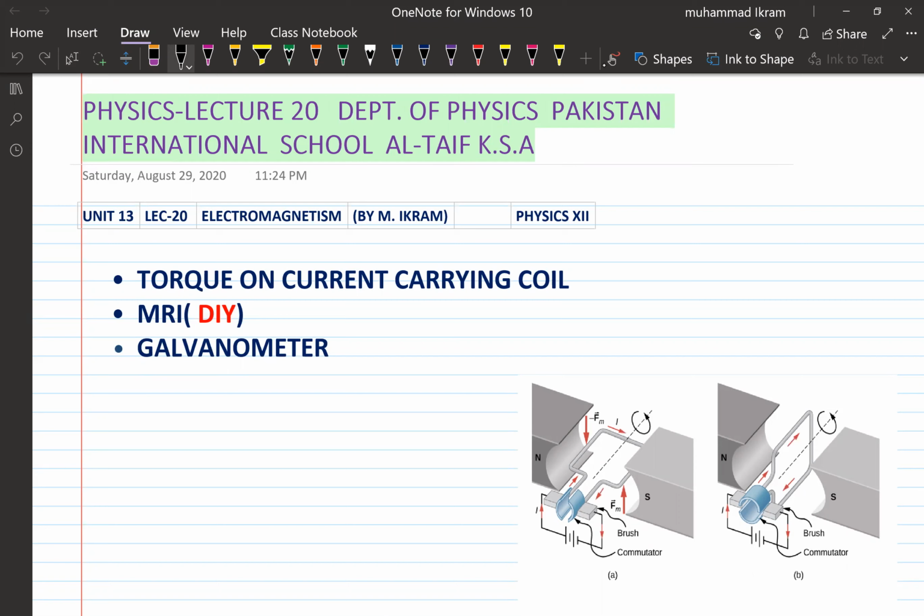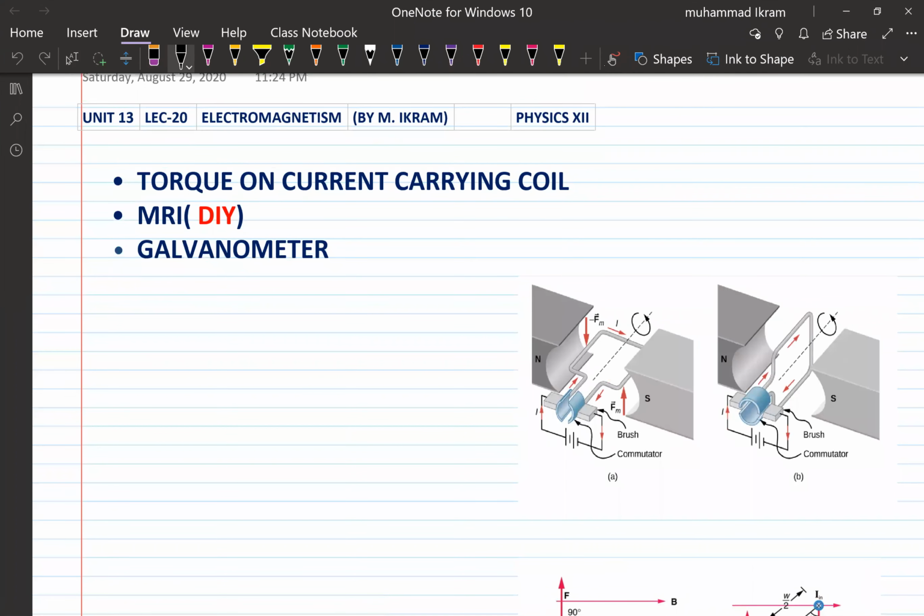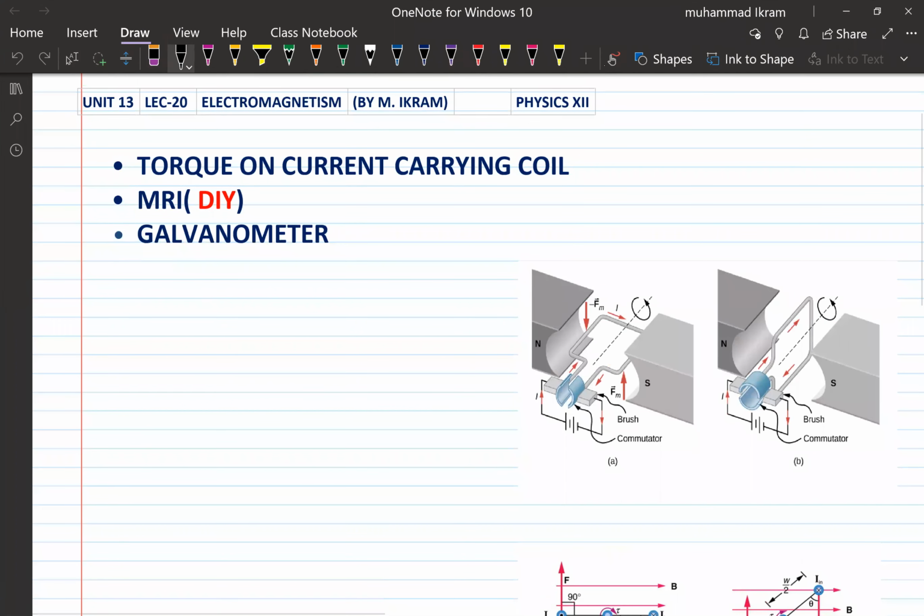There is not much detail or great physics in it; it just uses the magnetic resonance imaging technique. This is why I just want to give this to you as a home assignment. And then our next topic would be the galvanometer. So let us start with the name of Allah Almighty. The first topic is the torque on a current carrying coil.